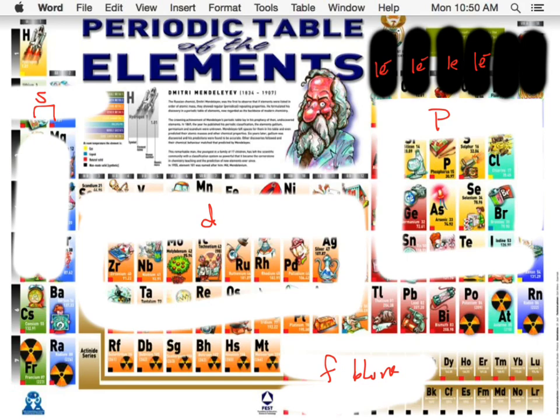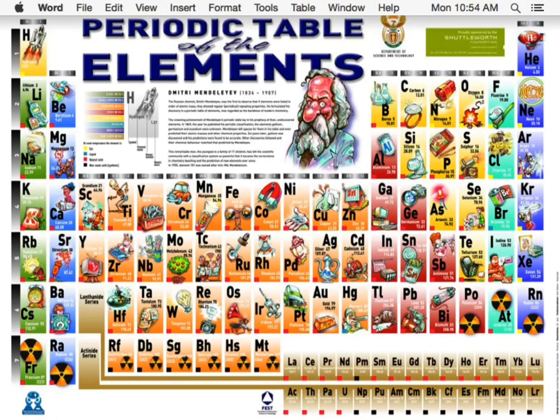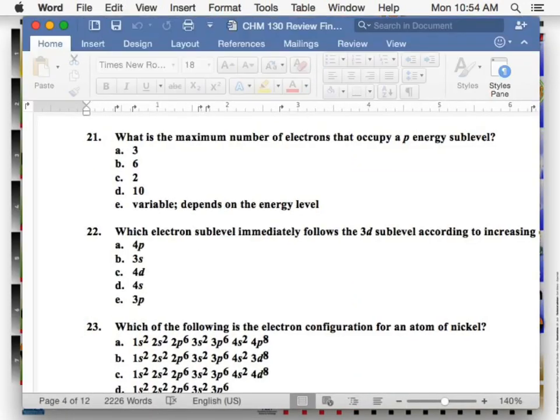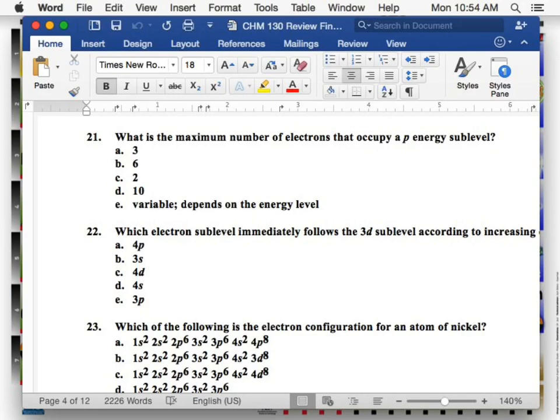Okay, so if we go back to our question, because I can be optimistic, right? You're like, yeah, I don't believe you, Mike. You're lying. Okay. Maximum number of electrons that can occupy the p energy sublevel, well, it's just the number of columns. So it's 6 electrons, and our answer becomes B.